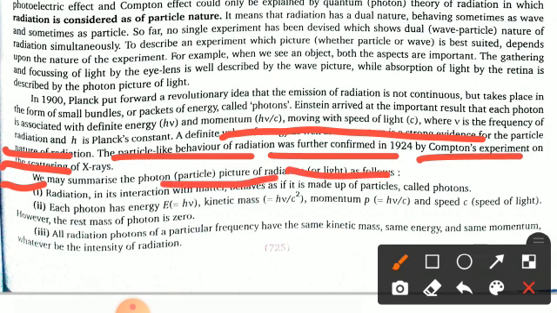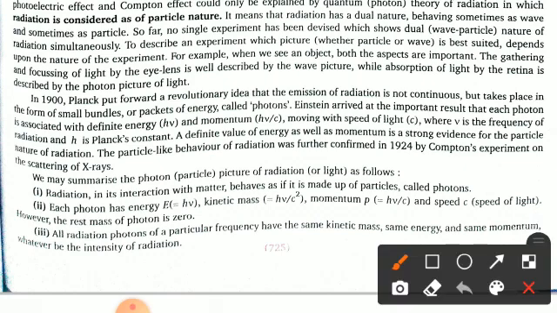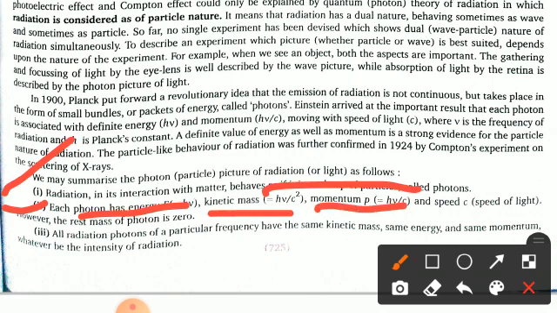First, radiation in its interaction with matter behaves as if it is made up of particles called photons. Clear? Second, each photon has an energy equal to h nu, a kinetic mass h nu by c squared, and momentum equal to h nu by c, where c is the speed of light. However, the rest mass of the photon is 0. Third, all the photons of radiation of a particular frequency have the same kinetic mass, energy and same momentum, whatever the intensity of radiation is.